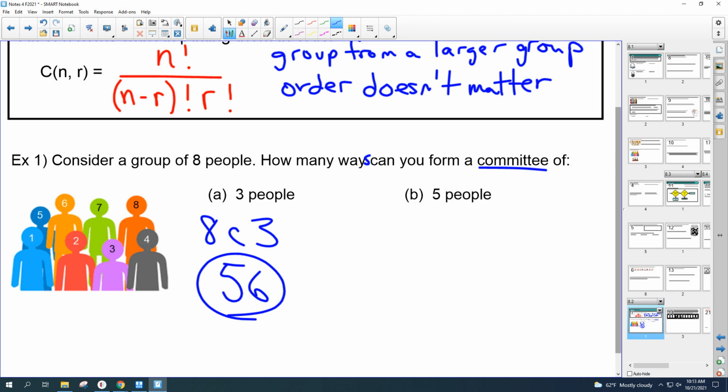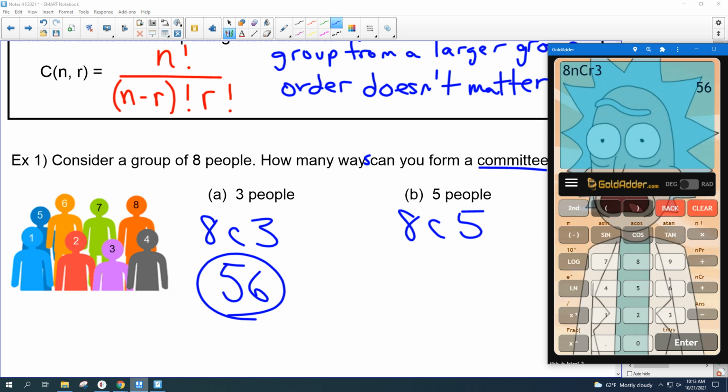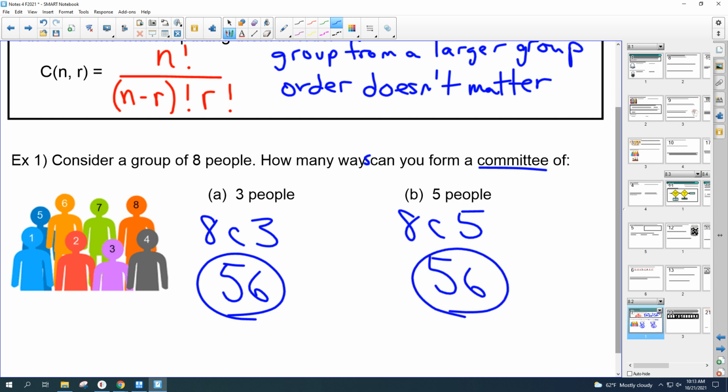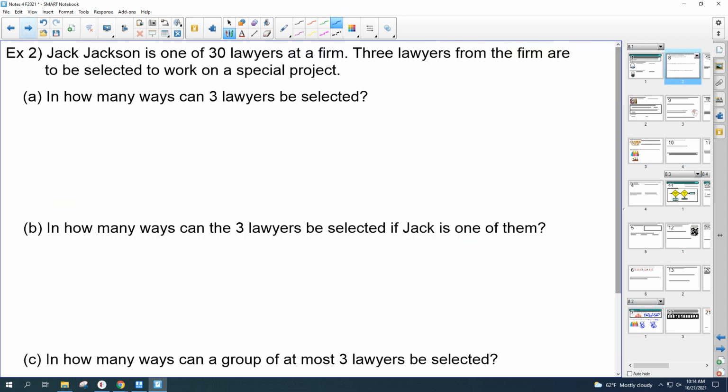So what about 5 people? 8C5. Also 56. Which leads us to an interesting conclusion, I think. If you've got 8 people and I pick 3 people to go out in the hall, that's the exact same thing as picking 5 people to stay in the room. Does that make sense? The reason those 2 numbers are the same is because it's really the same problem. If I pick 3 people to do something, that's the same as saying 5 people don't do something. Comes up every now and then.